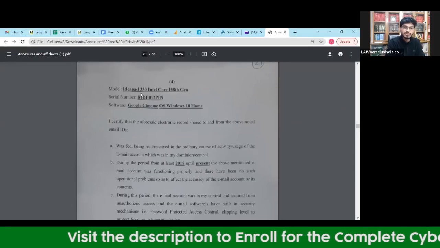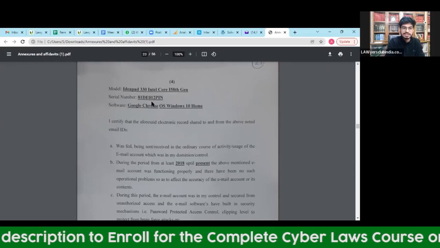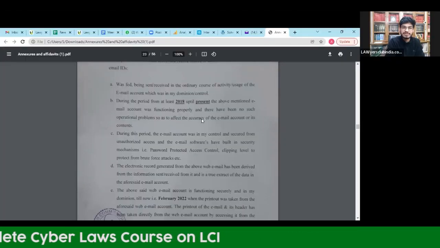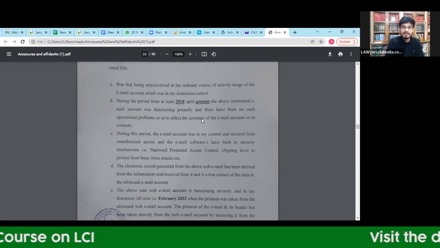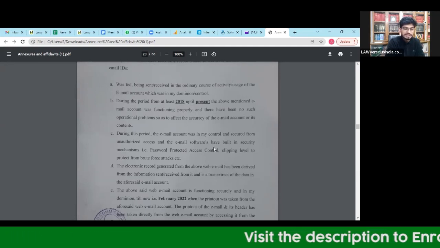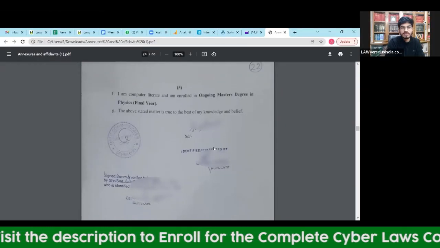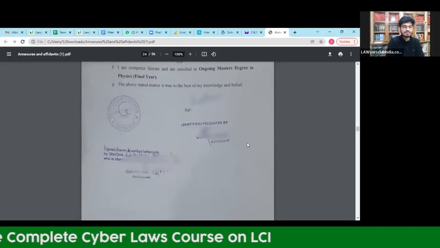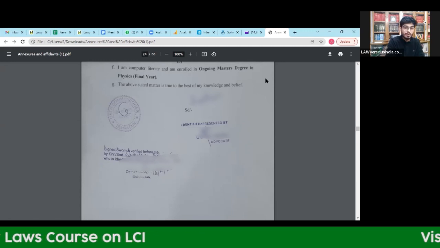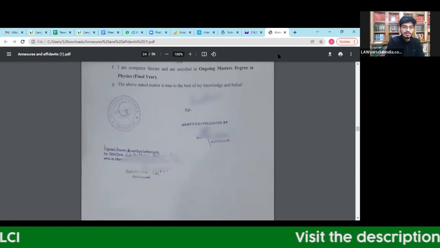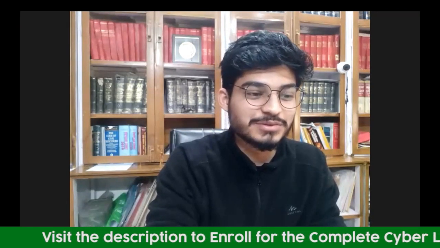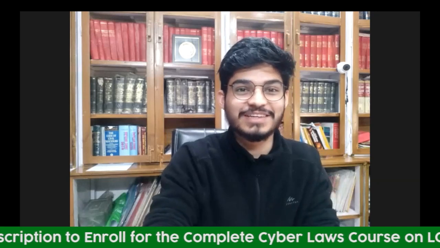Then we again come to the make and model and particulars of the device as we have seen in 65B(4)(a) and (b). And then we come to the statements as we have seen in 65B(2) and 65B(5), so that all these statements come in: that you were in lawful control, the accuracy, and that I'll bring it to the court when it is asked for, and everything. So that is what 65B is all about in my knowledge and belief. And otherwise, there are experts who can talk better about it. Thank you so much.